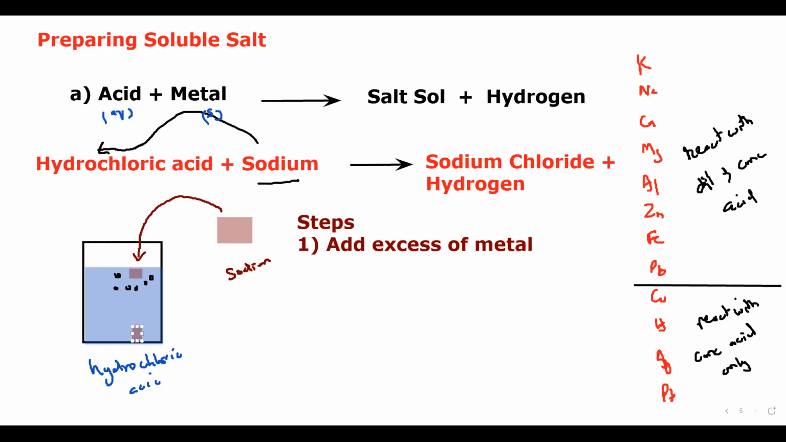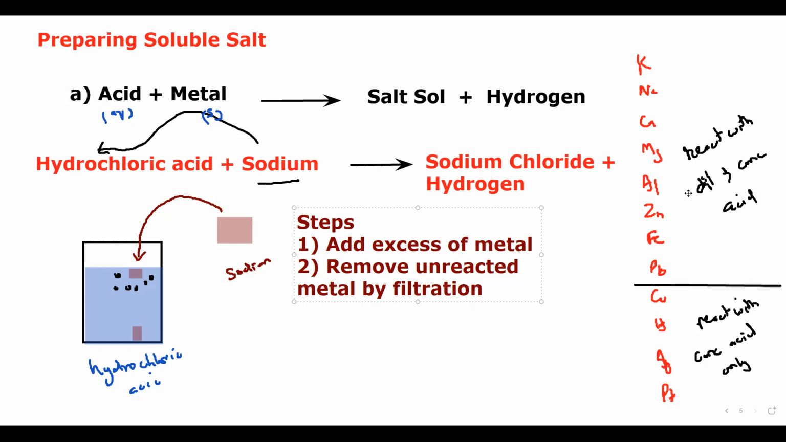Because whenever two reactants are there, one of the reactants should be in excess, like more than enough, so that the reaction is completed. So first what we did, we add excess of the metal, like more than enough metal, too much metal, so that all of the acid is used up. The second thing we do, because when we use excess of the metal there will be unreacted metal, we will remove the unreacted metal by filtration.